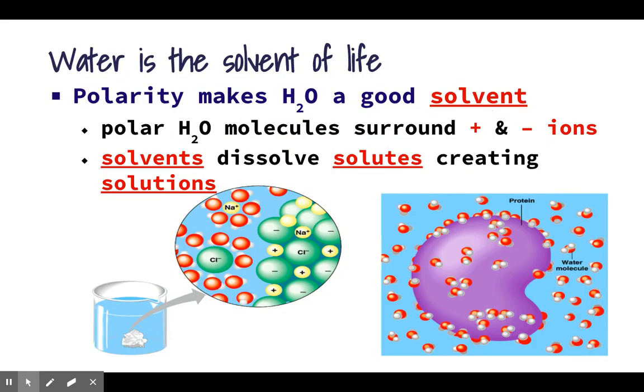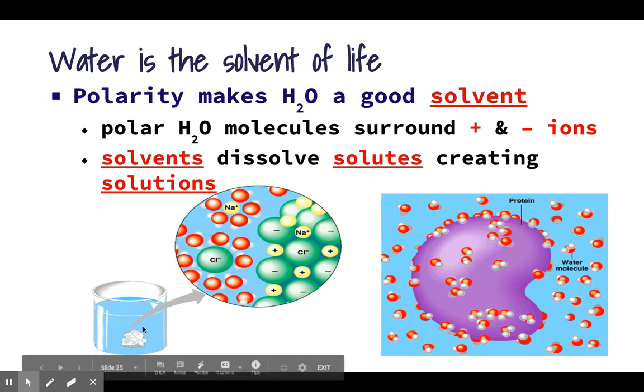All right, water is the universal solvent of life. Polarity makes water a good solvent. Anything that is polar can dissolve in water. So just remember, if anything is polar, it dissolves in water, meaning that it's attracted to the positive and the negative ends of the water. Polar water molecules surround the positive and negative ions. Solvents dissolve solutes, creating what are known as solutions.